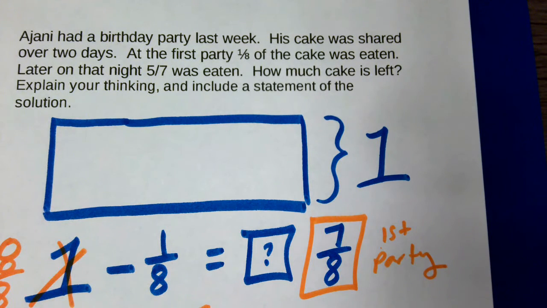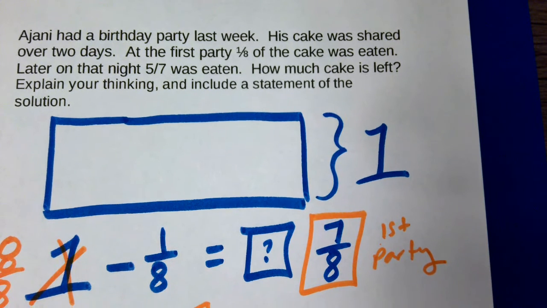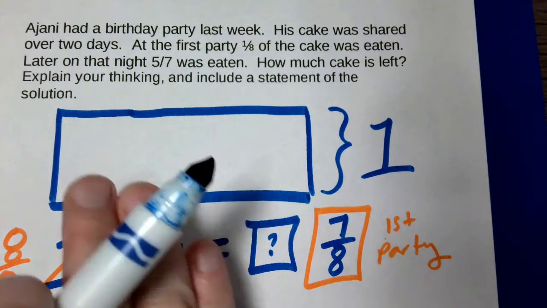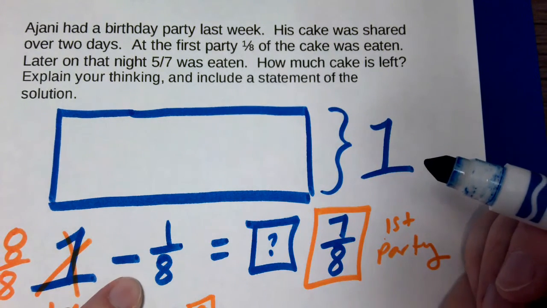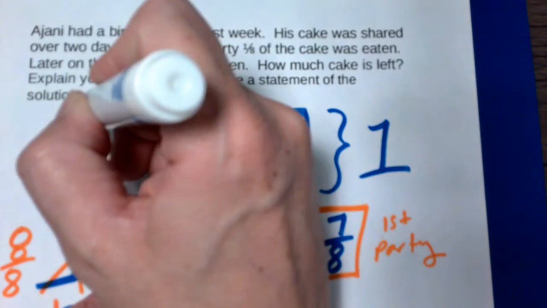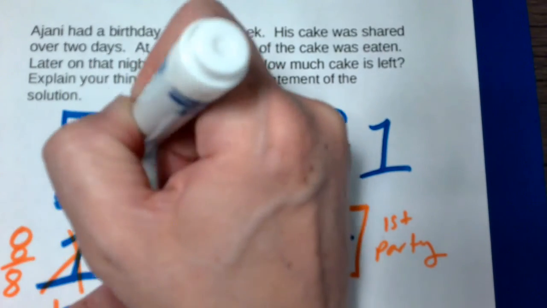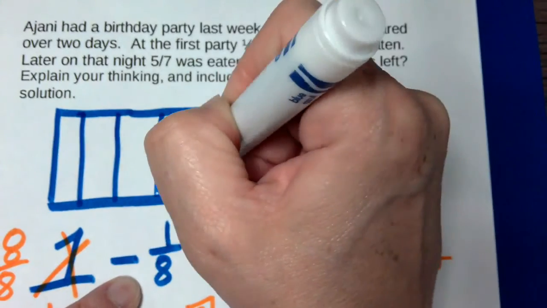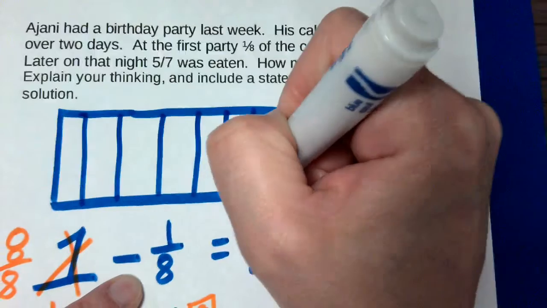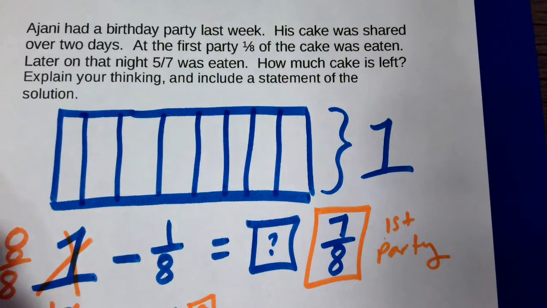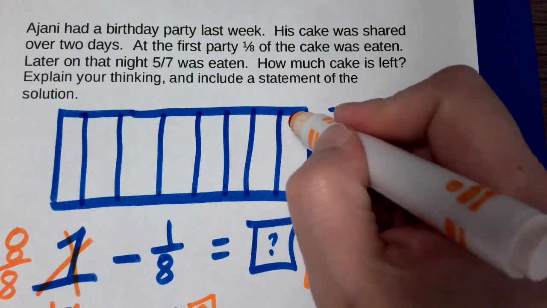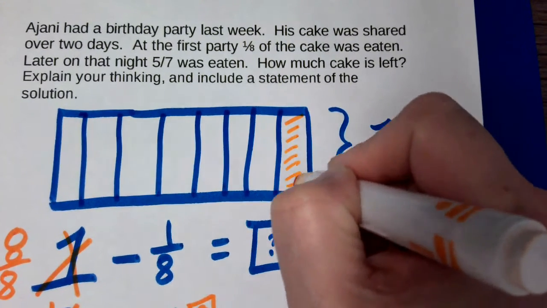So I'm going to show you this a little bit different way. It kind of helped me to understand fractions a little bit more. I'm going to divide my cake up for the first round into eighths. So I'm going to go ahead and separate this: 1, 2, 3, 4, 5, 6, 7, 8. And I'm going to say that 1/8 was eaten. Okay, so I'm going to shade that in, and that's what's missing.